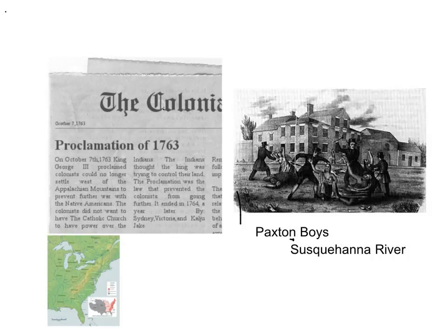The Proclamation of 1763. George III established the Appalachian boundary, which restricted westward expansion. After the French territories were conquered by the British, colonists believed they would be able to expand into Indian land. This led to many assaults on the indigenous people, such as the Paxton Boys outbreak in December 1763, which resulted in the death of 20 Indians.